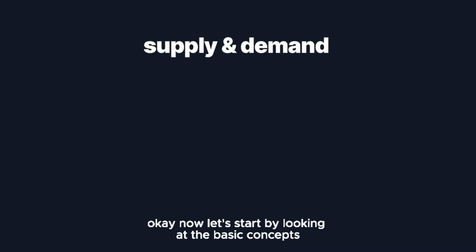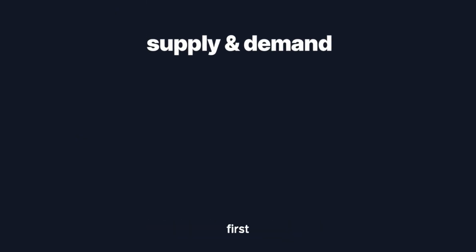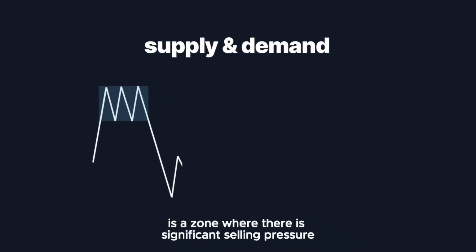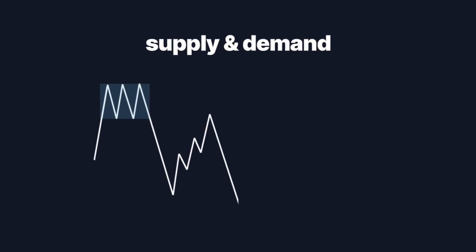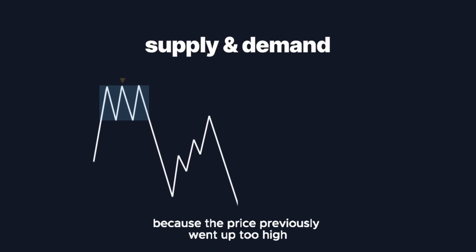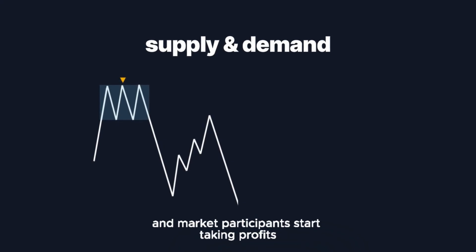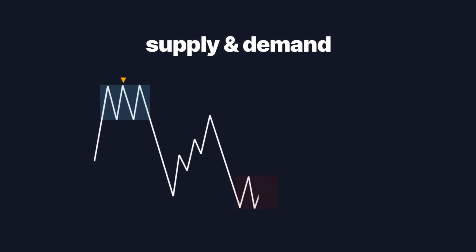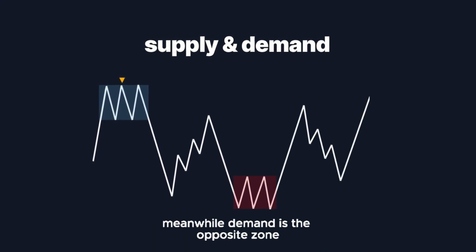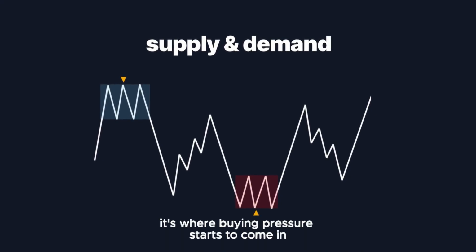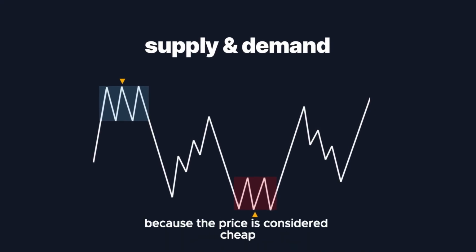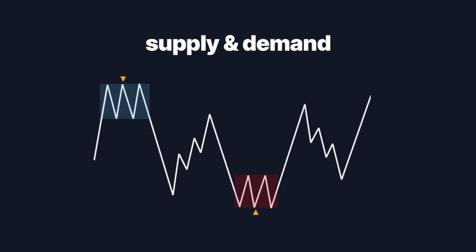Okay, now let's start by looking at the basic concepts first. Supply is a zone where there is significant selling pressure. This usually happens because the price previously went up too high and market participants start taking profits. Meanwhile, demand is the opposite zone. It's where buying pressure starts to come in because the price is considered cheap and attractive to buy.